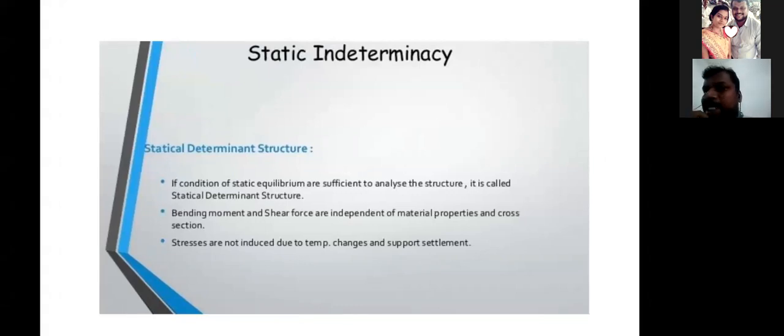Now static indeterminacy. So static determinate structures: if the conditions of static equilibrium are sufficient to analyze the structure, it is called a static determinate structure. Bending moment and shear force are independent of material property and cross section. Stresses are not induced due to temperature change and support settlement.